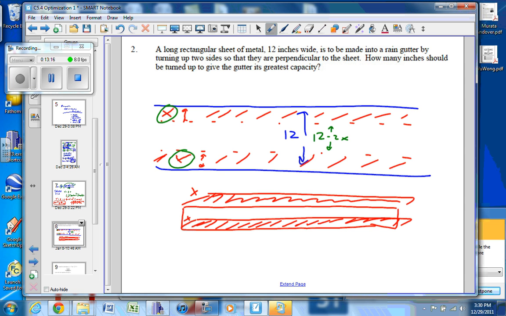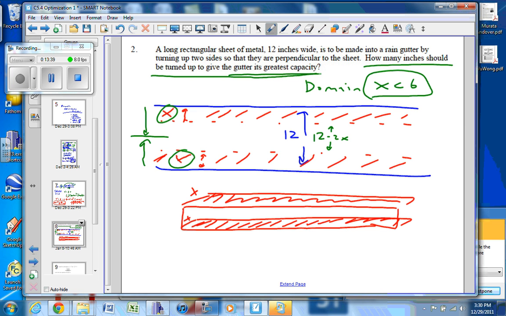and bottom. So thinking about the domain restrictions, how far can we cut down? We can't cut over itself. So the domain should be that x is less than 6, and that way we won't cut away all of the metal. And the question says, how many inches should be turned up to give the gutter its greatest capacity? Well, by greatest capacity, we're looking for the volume to be maximized.